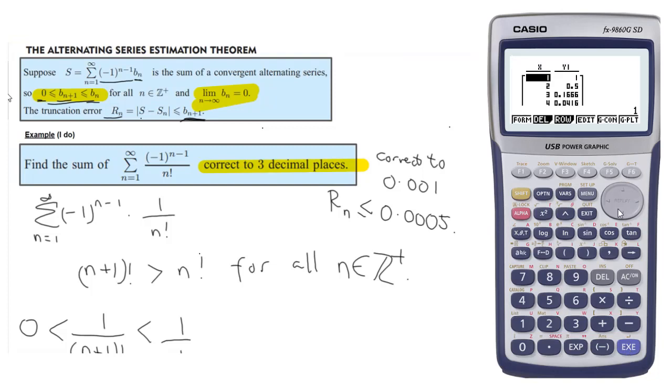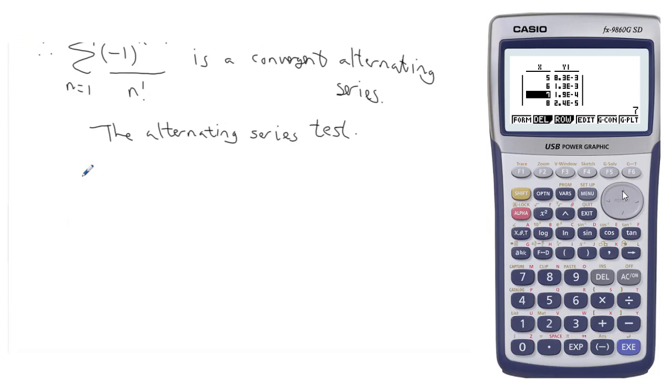Okay, so there's the table. So we need Bn plus 1 to be less than or equal to 0.0005. Our calculator gives everything in standard form, so let's write a few of these out so you can see that, until you get to the standard form numbers, they're obviously not smaller than it.